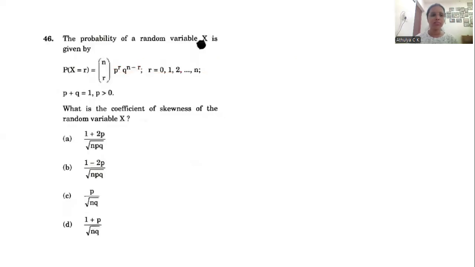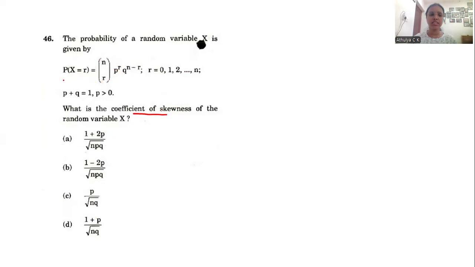Today's question is: the probability of a random variable x is given by P(x = r) = nCr p^r q^(n-r), where r ranges from 0, 1, etc. up to n. The conditions given are p + q = 1 and p > 0. What is the coefficient of skewness of the random variable x? From the given options, we need to find the coefficient of skewness.